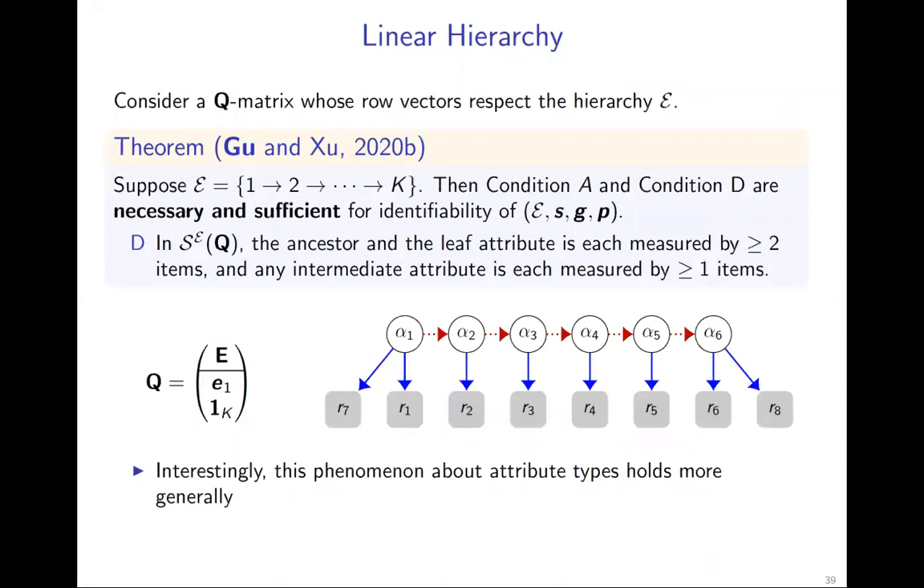Indeed, under the linear hierarchy, we found out that the necessary and sufficient identifiability condition can be written as condition A and the following condition D here. Condition D says that the ancestor and the leaf attribute should be measured by at least 2 items, but any intermediate attribute only needs to be required by at least 1 item throughout all the items. So condition D is actually in replacement of the previous repeated measurement condition B. And interestingly, this phenomenon about attribute types holds more generally.